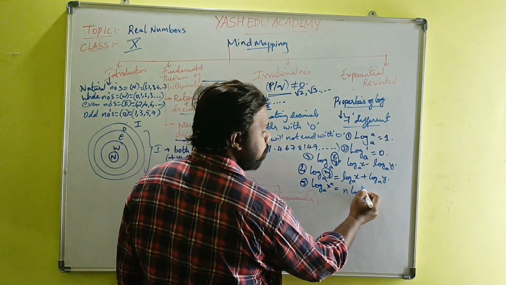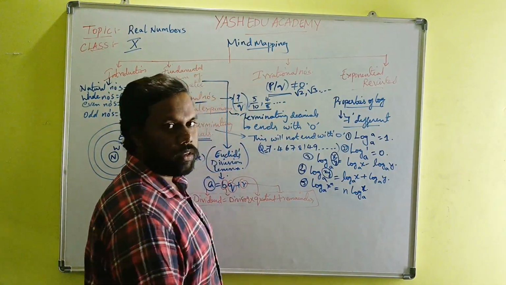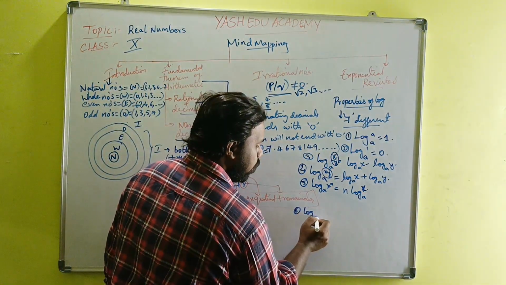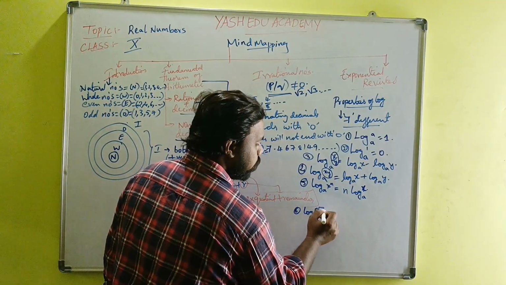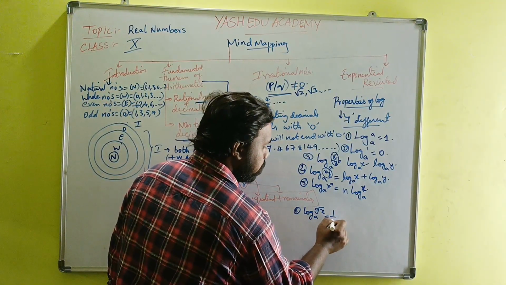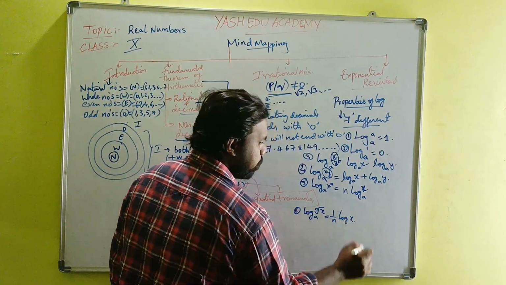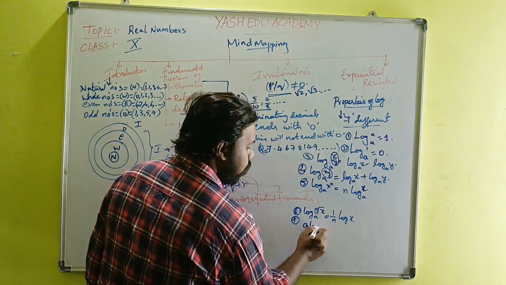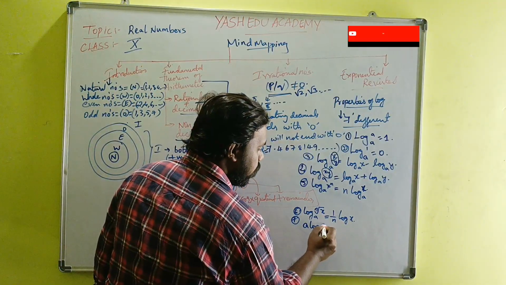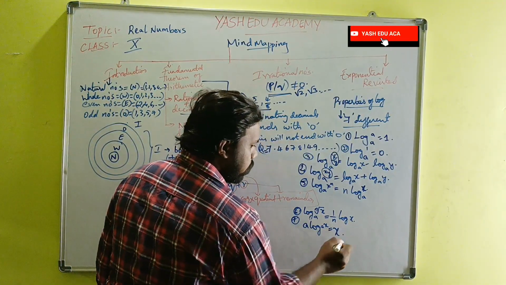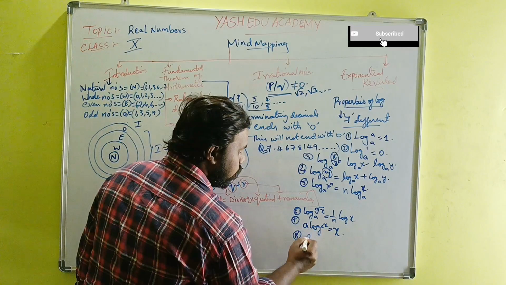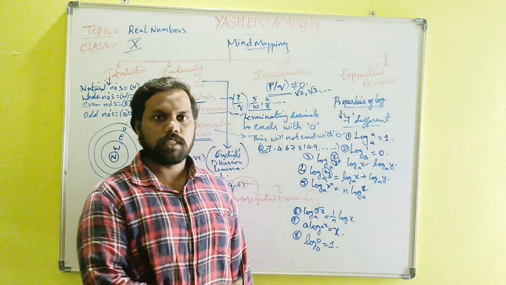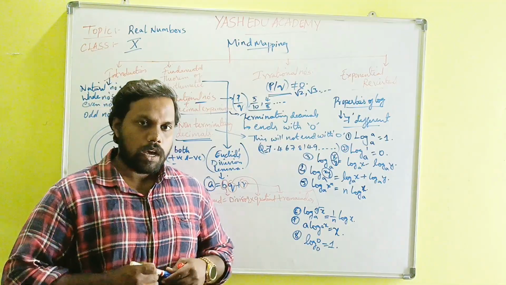Fifth one, log base a of x power n is equal to n, the coefficient here, times log base a x. And next, the sixth one, log base a of the nth root of x is equal to 1 by n log base a x here. Okay. After this, the seventh one, a to the power log base a x is equal to x here. Now, the eighth one, log to the base 0 and power 0 will be 1 here. So these are the logarithm properties of the chapter Real Numbers.